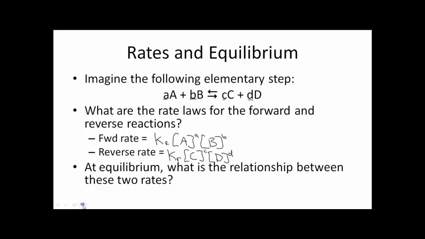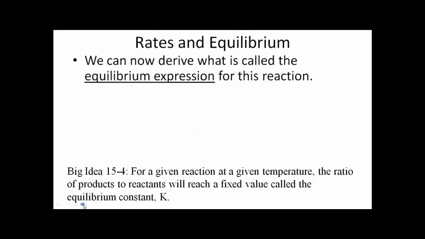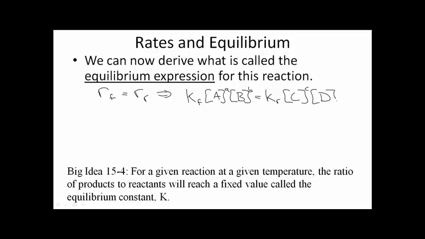All right. So at equilibrium, what is the relationship between these two rates? Well, we know that the rate of the forward reaction is equal to the rate of the reverse reaction. So from that, we can say that K forward, A to the A times B to the B equals K reverse, C to the C over D to the D.